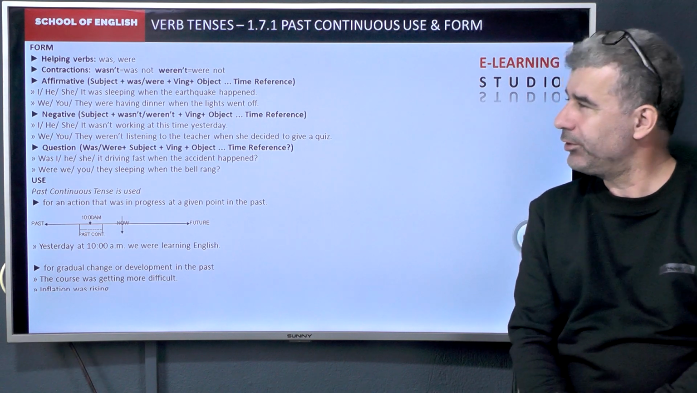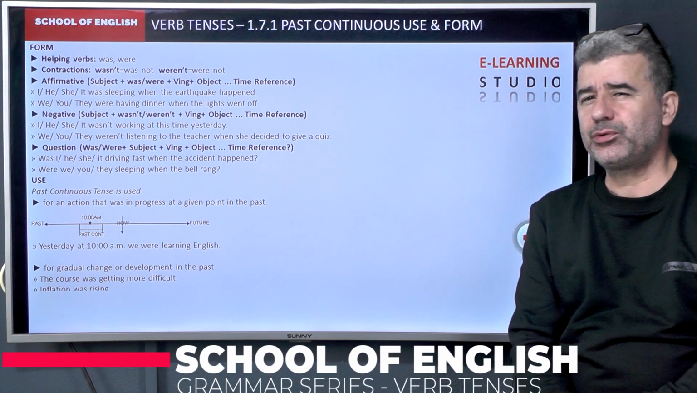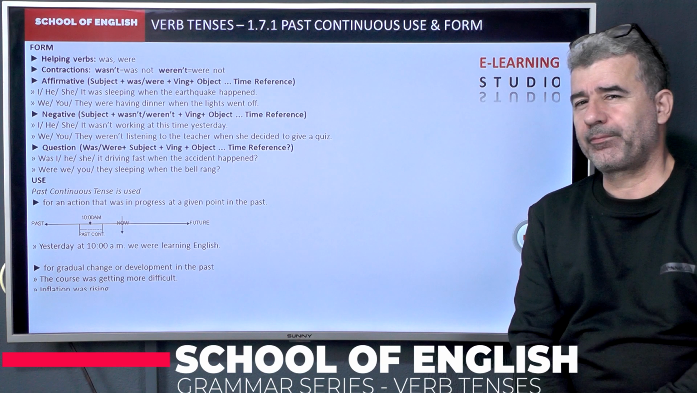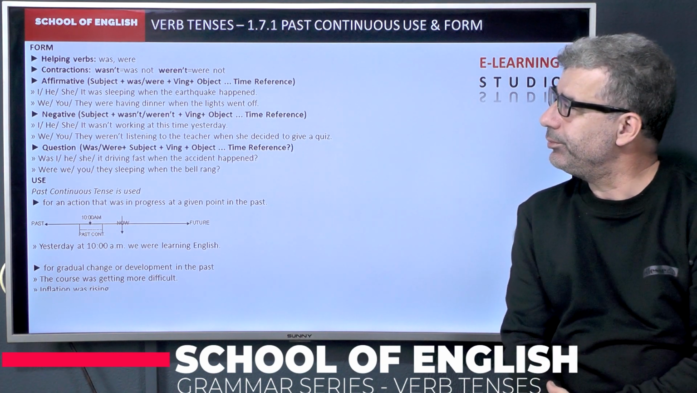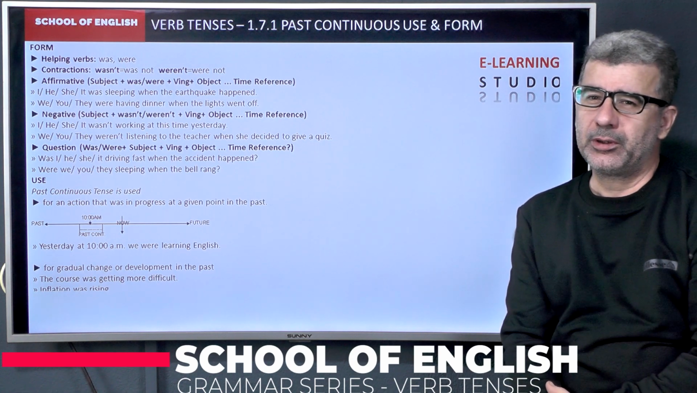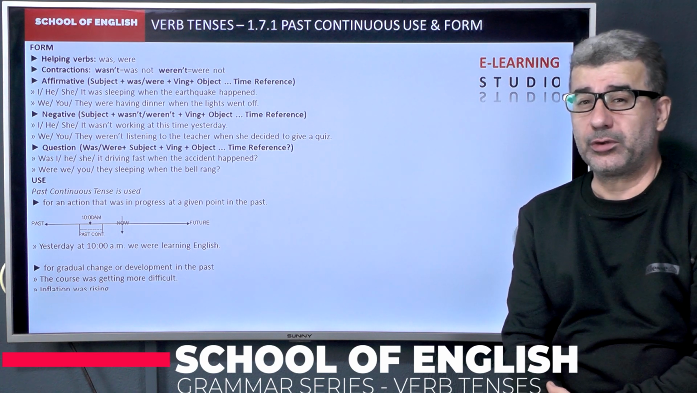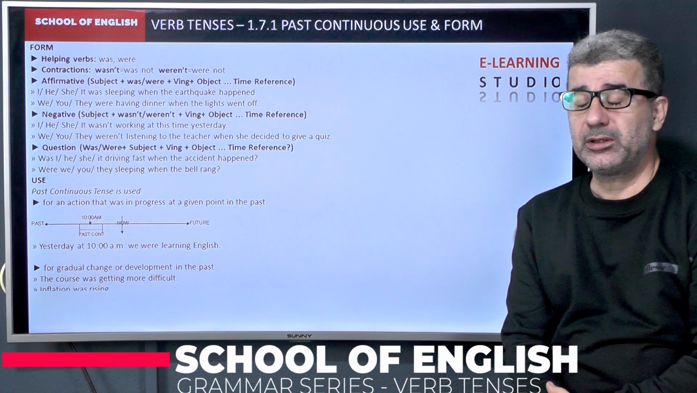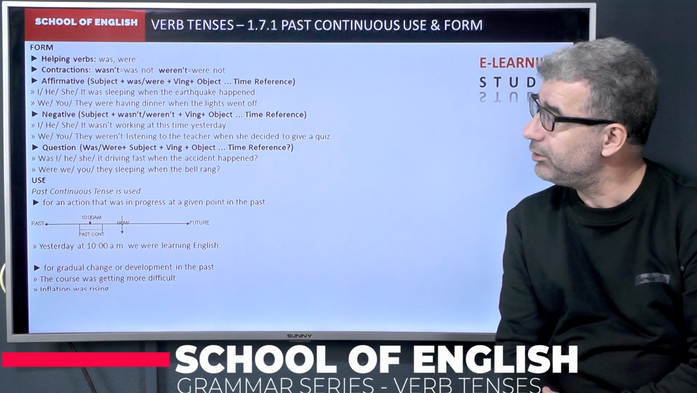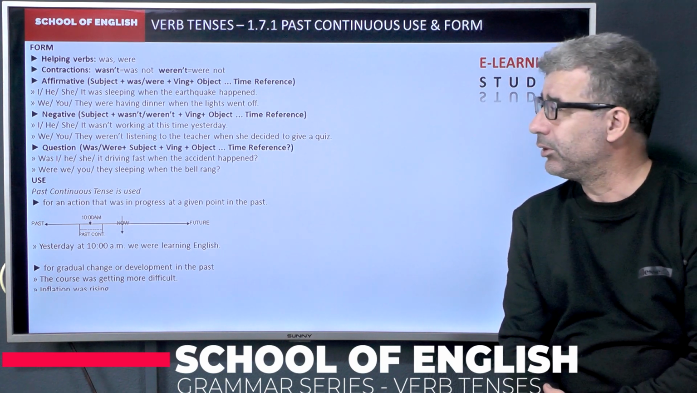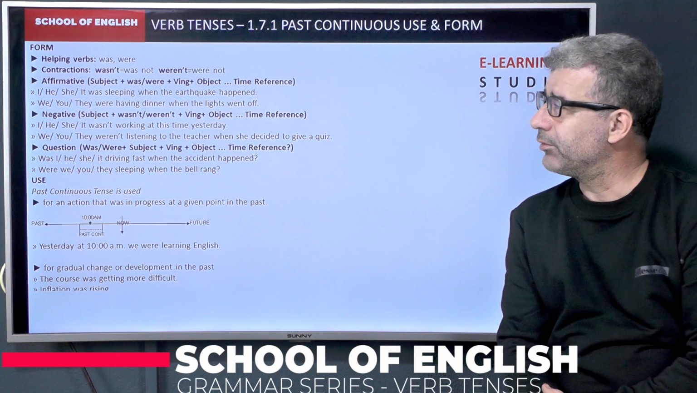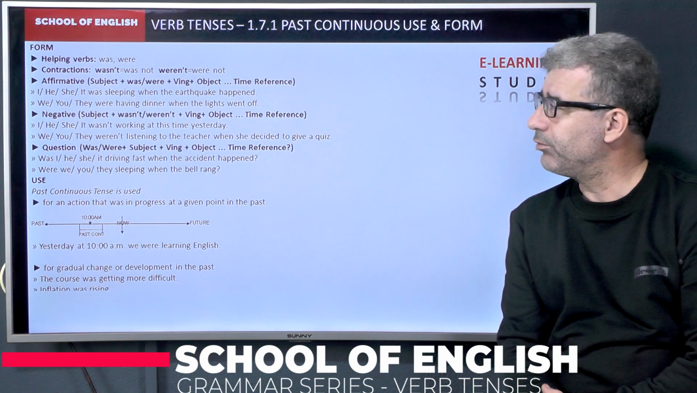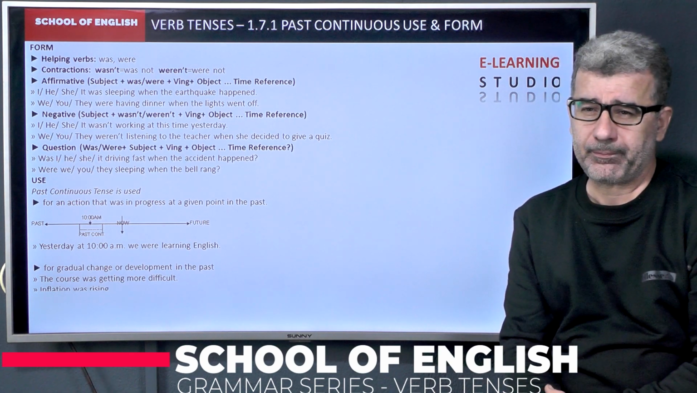In this lesson, we're going to study the use and formation of past continuous tense. Let's jump in. Let's start, as we always do, with the helping verbs. What are the helping verbs? The verbs that help us form sentences in past continuous tense. They are was and were. How about their contractions? For negatives, wasn't for was not, weren't for were not.